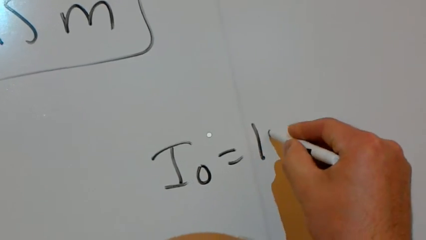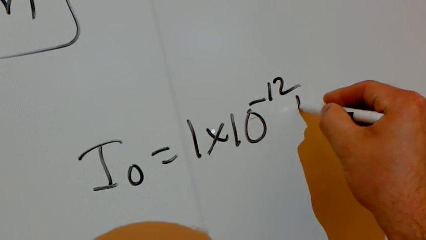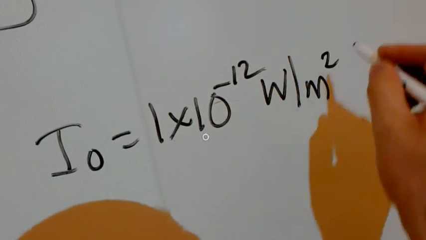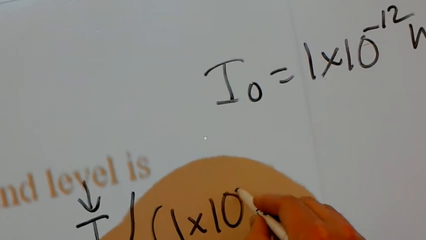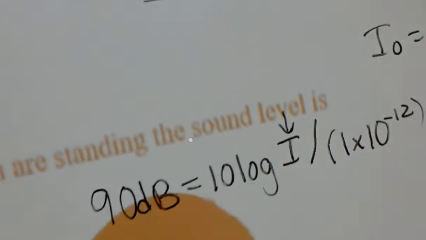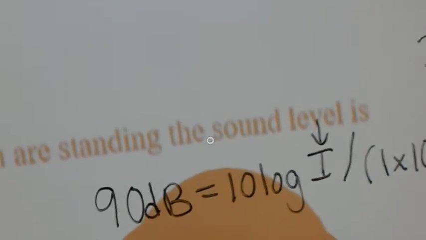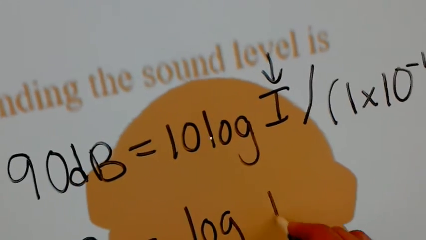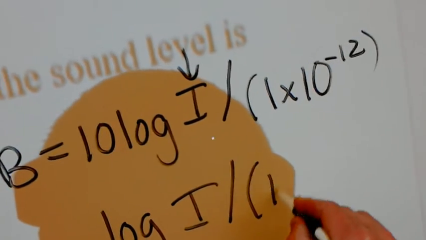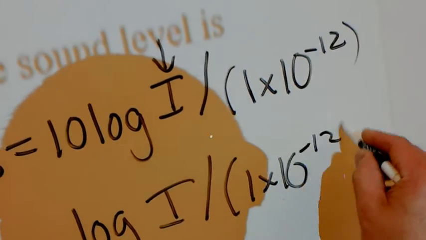90 decibels equals 10 log I, which is what we're looking for, divided by the constant I naught, which is always 1 times 10 to the minus 12th watts per meter squared. Okay, and so we're going to put that in, 1 times 10 to the minus 12th watts per meter squared. First thing we can do legally is divide by 10. So we have 9 equals log I divided by 1 times 10 to the minus 12th.